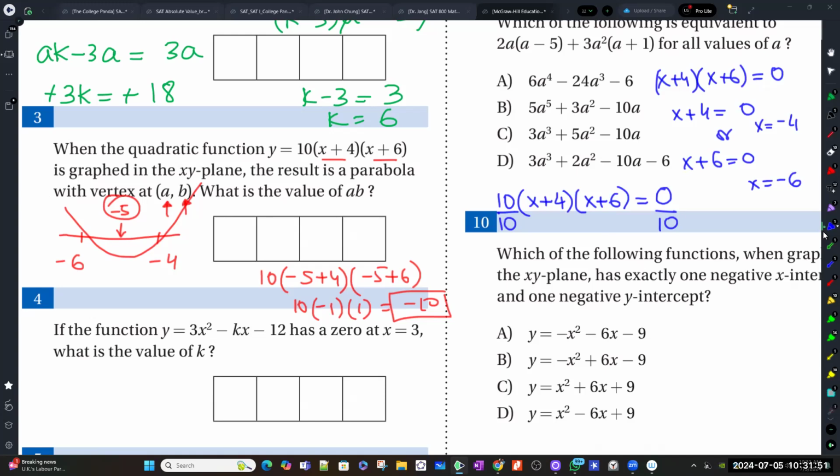So you need to very quickly, just by looking at x plus 4, say that the graph cuts at -4. If it was x minus 4, then it would cut at +4. You got it? Yes, sir. Okay, moving on now.